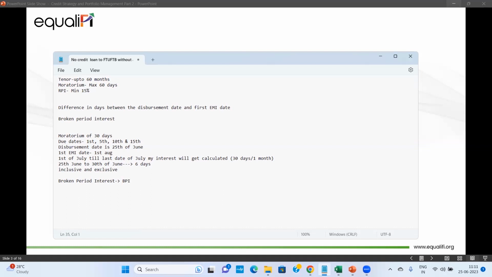Right? So if anybody has taken a home loan or car loan, you might have seen a cheque of a small amount. They tell you it's a broken period interest which they are going to take. They take it in a different form, in the form of a cheque which they deposit and recover the broken period interest, in case your disbursement date is different from the due date cycle, right? Understood up to this much?